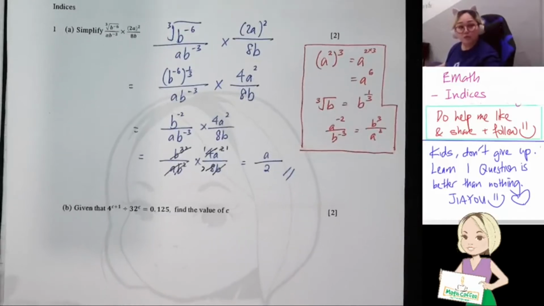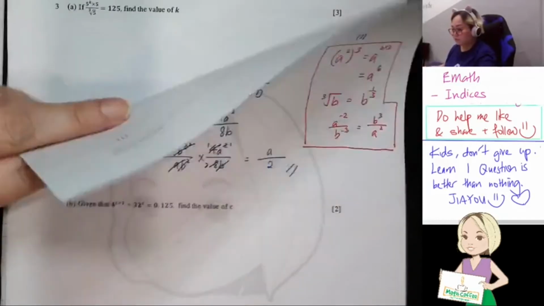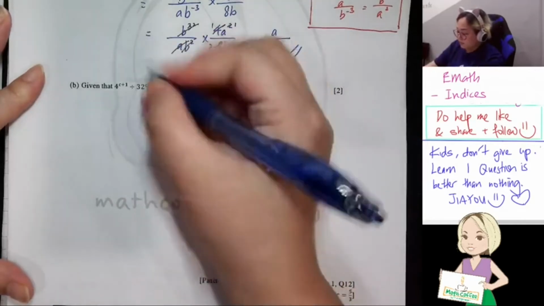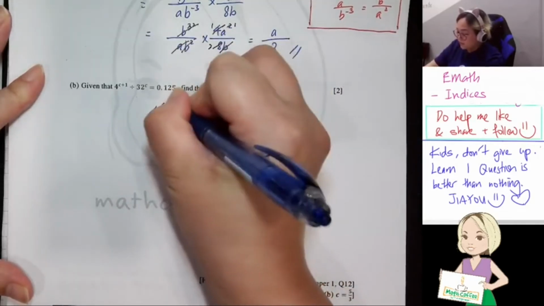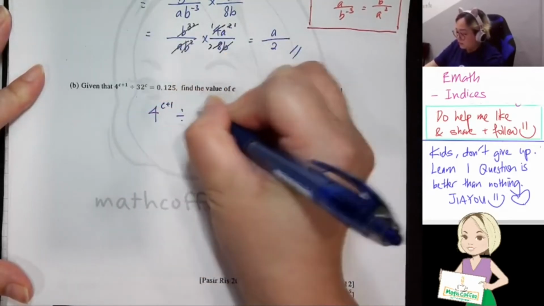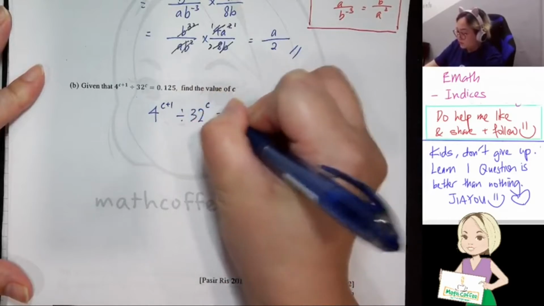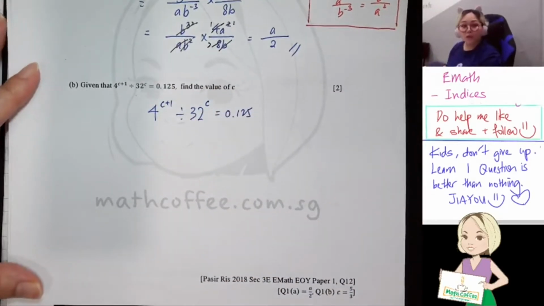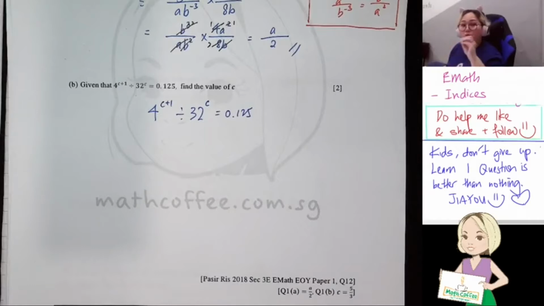Okay, let's move on to the next question. So I'm going to write it bigger here. It's 4^(c+1) divided by 32^c is equal to 0.125. So I have 4, I have 32. You need to know how to recognize that 4 can change to base 2, 32 also can change to base 2. Because 2 to the power of 2 is 4, 2 to the power of 5 is 32.